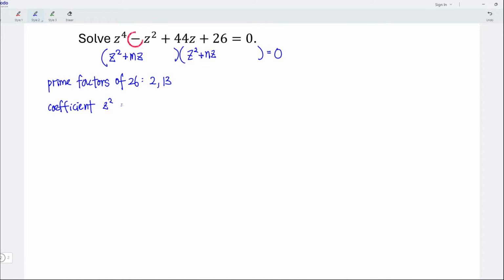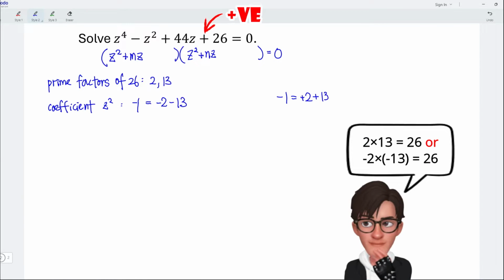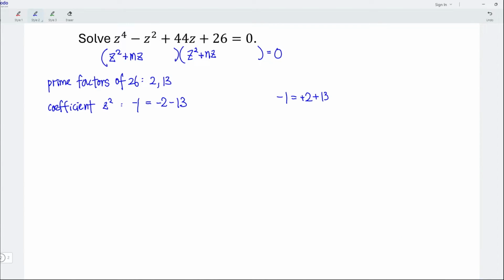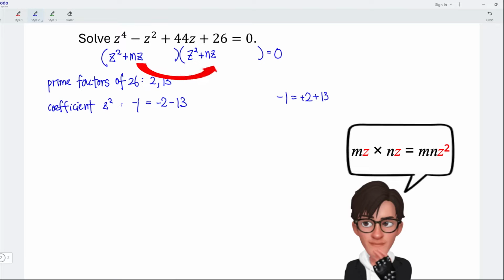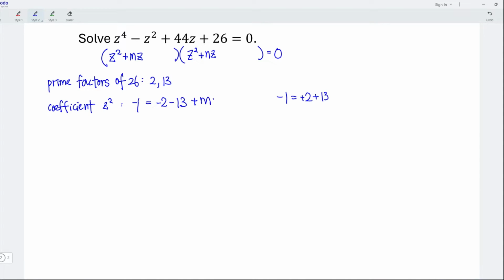So we should have negative 1. With the prime factors, it is either both negative or both positive. Since 26 is a positive number, in other words, it should be negative multiply negative, we get positive, or positive multiply positive, we get back positive. Don't forget, if we take mz multiply nz, we will get a term with z squared as well. So we should have m multiply n.